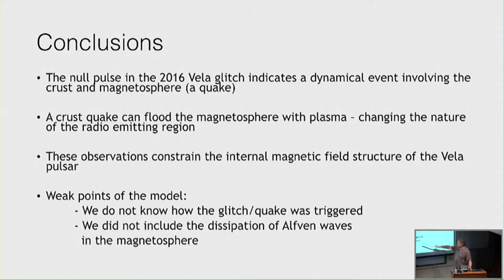We did not yet include the dissipation of Alfvén waves in the magnetosphere. We found a reasonable way, I think, to damp the motion of elastic waves in the crust. This happens on a time scale which is in complete agreement with what conventional theory would predict. But we still have to understand how the Alfvén waves in the magnetosphere damp. And this is not a trivial problem.